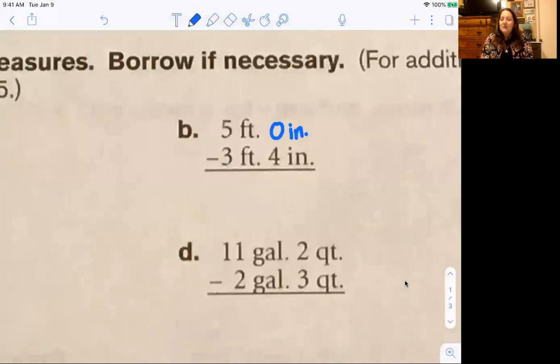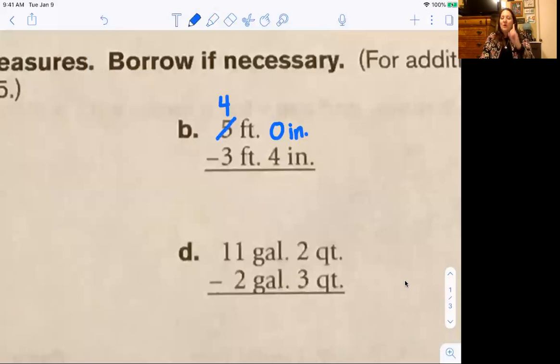So what I'm going to do is go to my feet, take 1 from my feet. So now I have 4 feet left. It's incredibly important as well, guys, that you're neat. If you make this messy, you're going to have a harder time understanding it. Okay, so be super neat when you work these out.